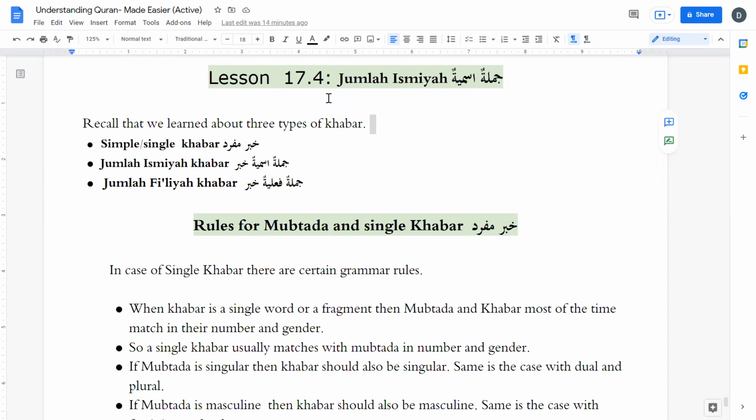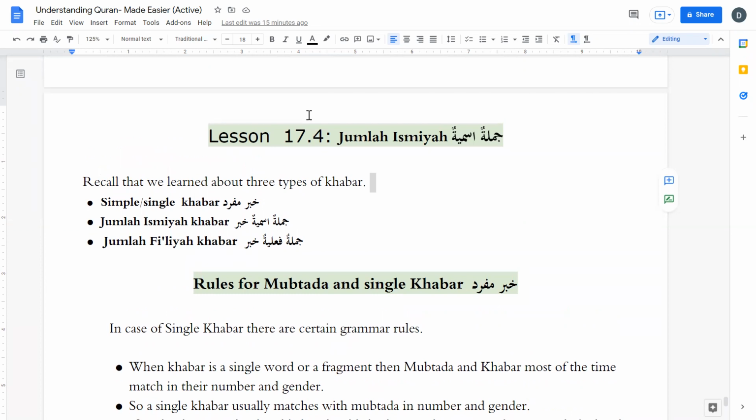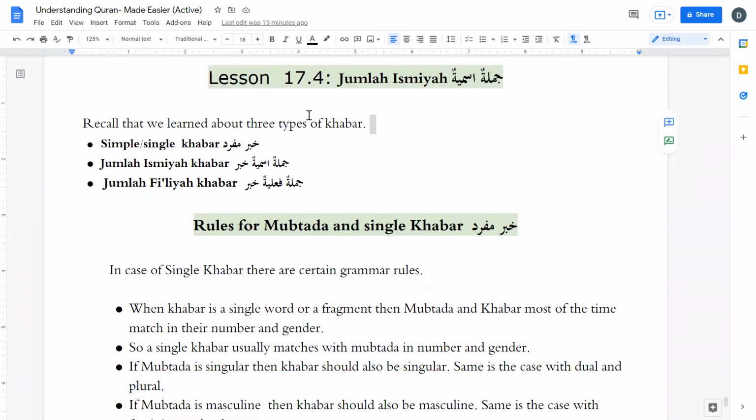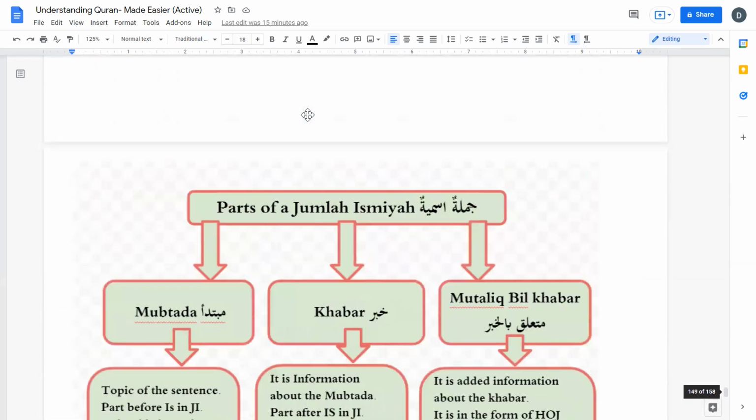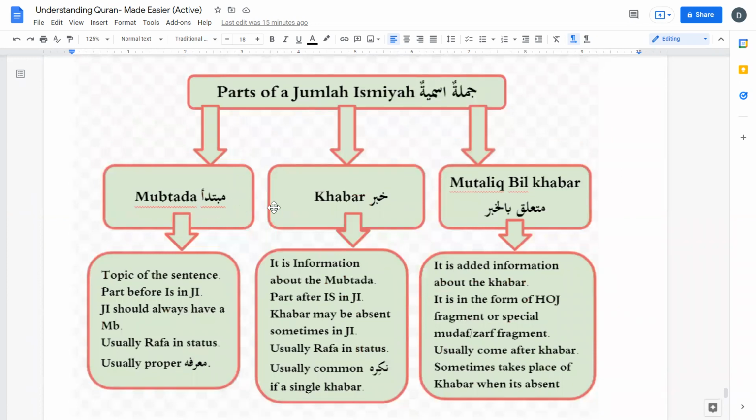Today is our fourth session in learning Jumlah Ismiyah. So far, alhamdulillah, you already learned the basic structure of Jumlah Ismiyah and rules, basic information about Mubtada, Khabar, and Muta'alliq bil Khabar. You know that there are three parts of Jumlah Ismiyah: Mubtada, Khabar, and Muta'alliq bil Khabar.